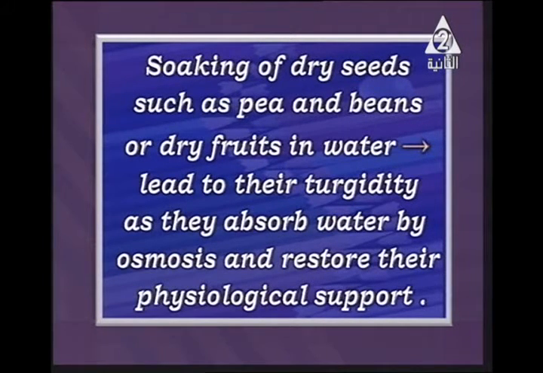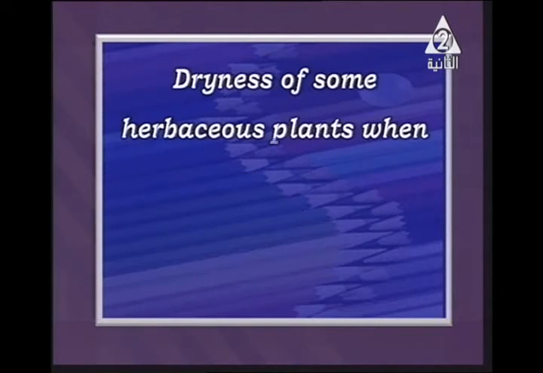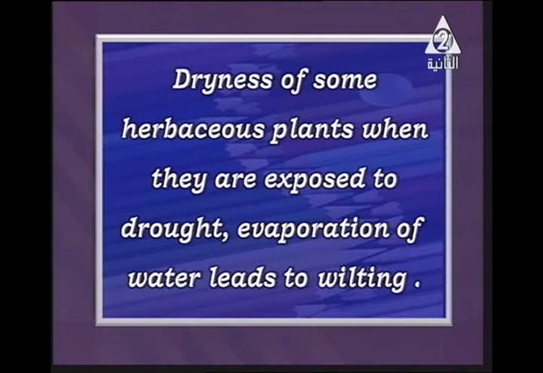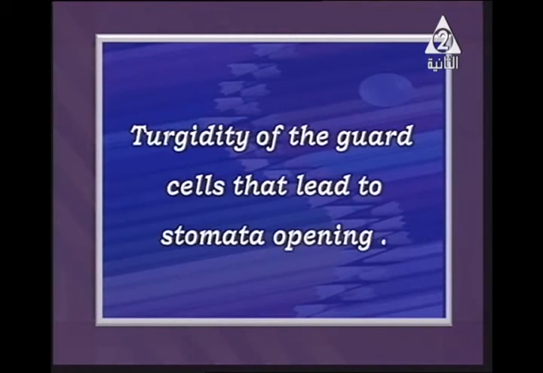The second example is absolutely contradictory to the first one. Dryness of some herbaceous plants, some plants that live in the desert, for example, when they are exposed to drought or evaporation of water and lose most of their water, they are going to be wilted. Wilted means what? To lose their water. And finally, we have another example: the turgidity of the guard cells that leads to stomata opening.